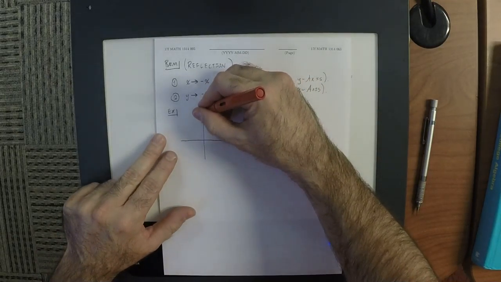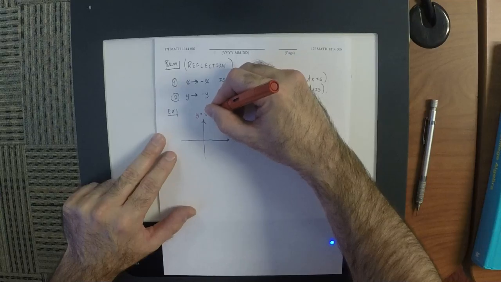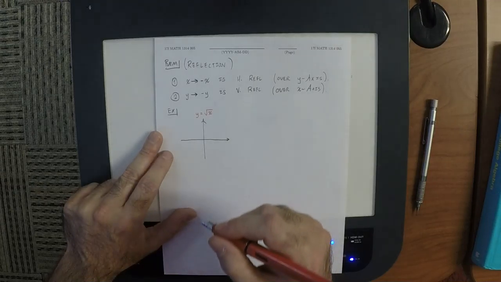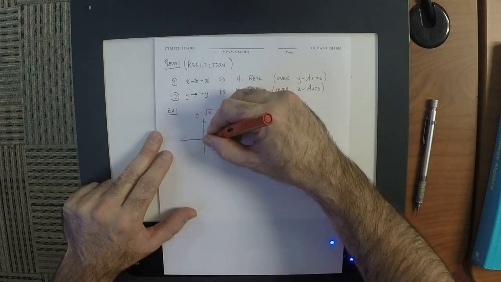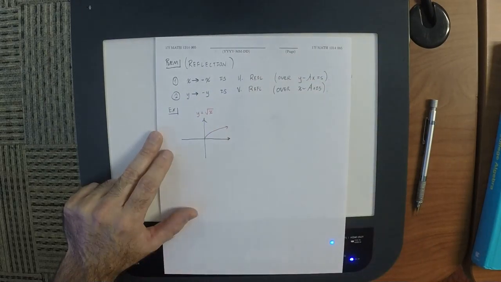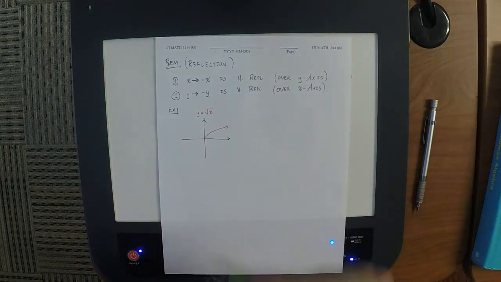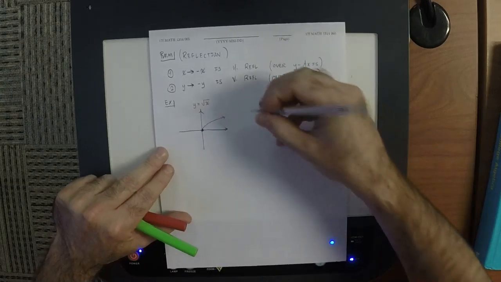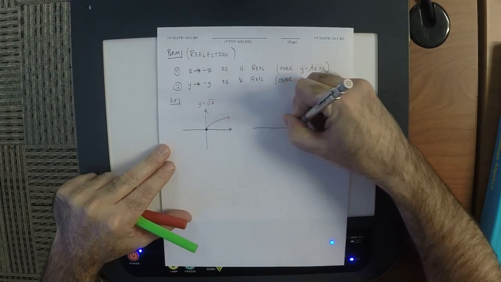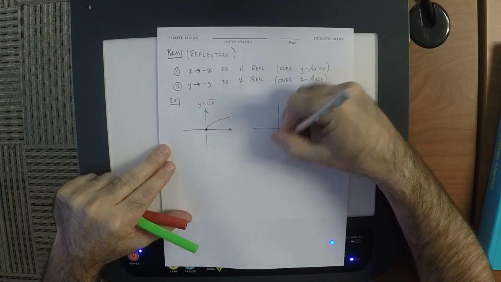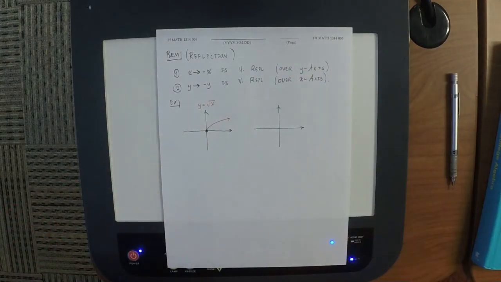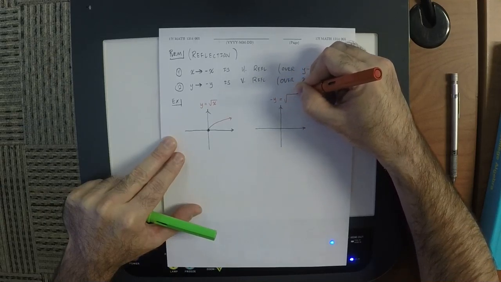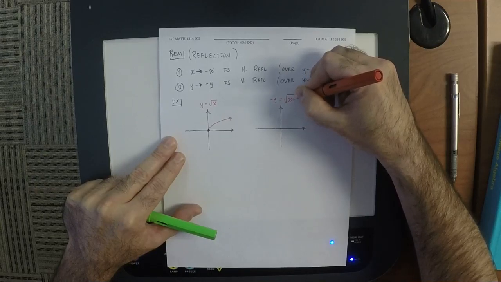So would someone please remind me, what does y is square root of x look like? Right. So it's like half of a sideways parabola. Something like that. And then this point right here, that's the origin, because the square root of 0 is 0. Okay, what would this look like? Negative y is the square root of x plus 2.